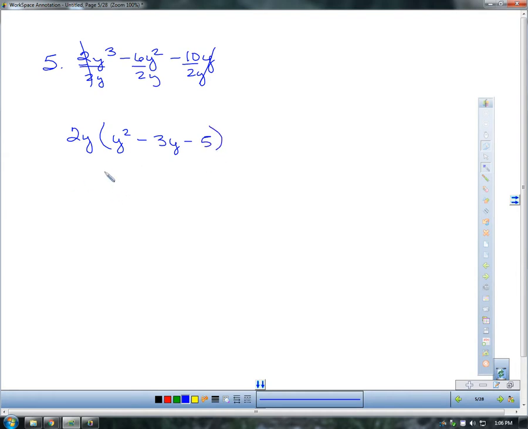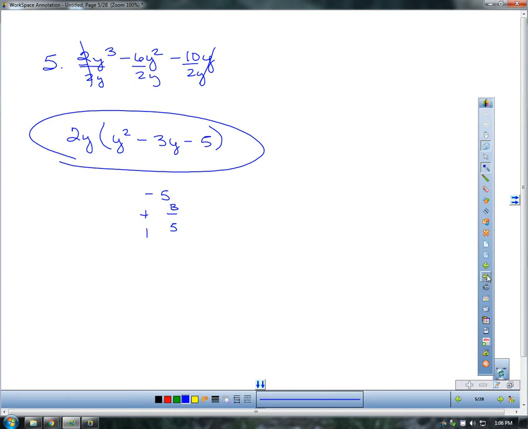So now I've got to try to factor this trinomial. I multiply the front and the back, which gives me negative 5. What can I multiply to get negative 5? I know my signs are going to be positive and negative, and my negative is going to be the bigger one. So the only thing I can multiply to get 5 is 5 and 1. Is negative 5 plus 1 negative 3? No, it's not. So this is actually my answer. That is my answer on that one.